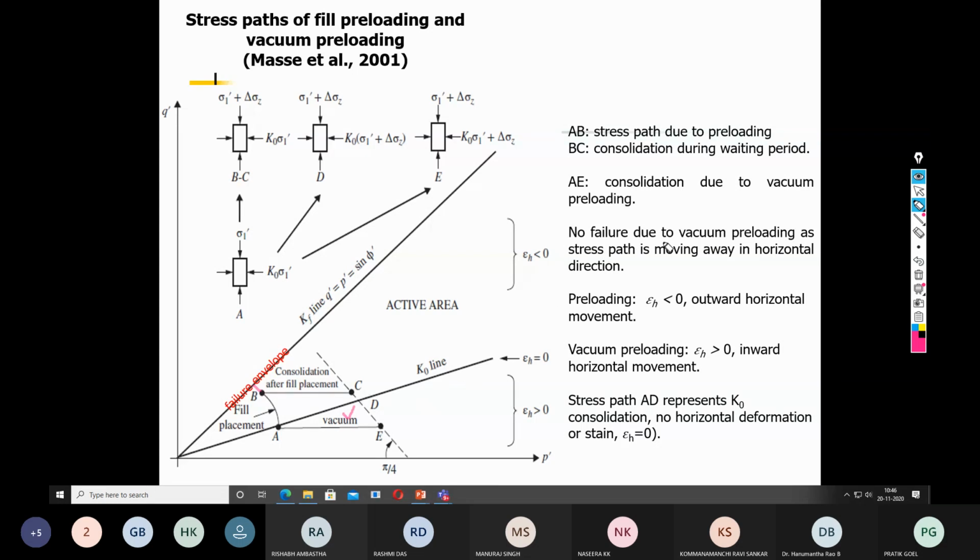No failure due to vacuum preloading, as the stress path is moving away in the horizontal direction. It's not moving towards the failure plane, rather it is in the horizontal direction, and moving away. In preloading the horizontal strain is less than 0, outward horizontal movement; in vacuum preloading it is inward horizontal movement because it is sucking the water. So stress path AD represents the K0 condition, that is the field condition.